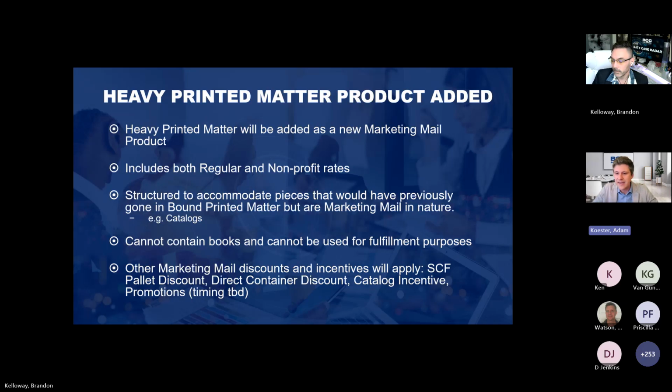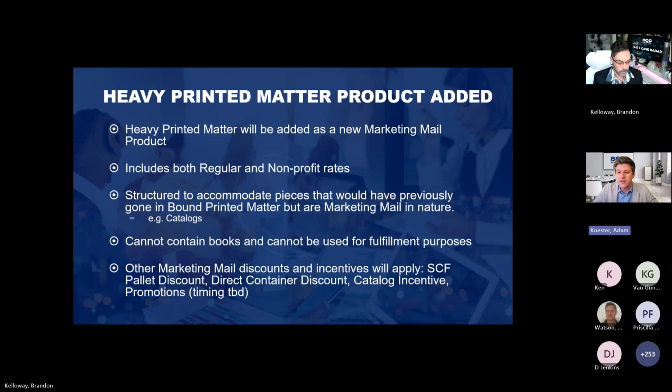A perfect example of this is catalogs, is that moving a catalog over from bound printed matter, where those much heavier pieces were allowed, will now put it into marketing mail and a little bit better price structure for you there. The caveat on that is that marketing mail, by definition, cannot contain fulfillment pieces, and the other piece that's called out by the post office is that you can't include books in marketing mail, right? So some things will have to stay either in bound printed matter where they are today, or move over to Parcel Select or Ground Advantage, for example. Those are all still options, and there's no requirement to move over to heavy printed matter, but it very likely will give you a better price if you compare.